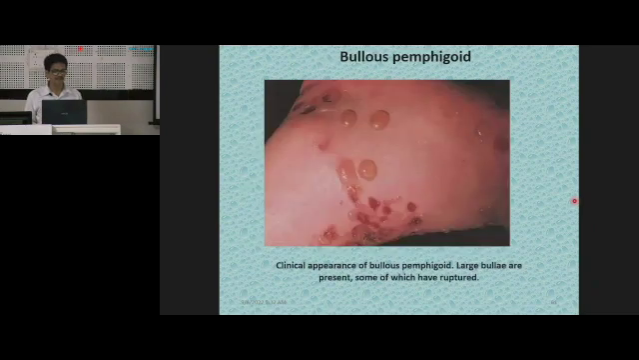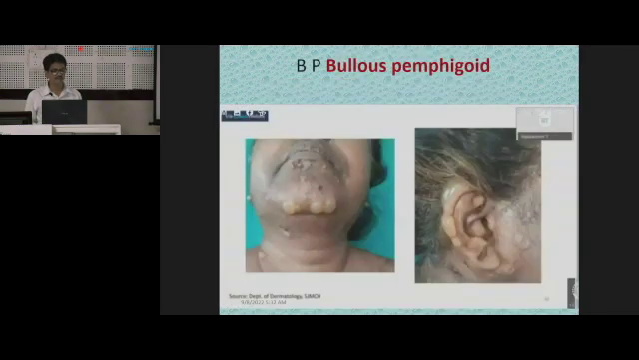This is the typical gross appearance of a bullous pemphigoid. Clinical appearance of bullous pemphigoid: large bullae are present, some of which are ruptured. You can see here, it can grow to a very large size because it is subepidermal. So even if there is a major trauma, it won't break off. The diagram shows the same. You can appreciate the many tense blisters in the region of the face.